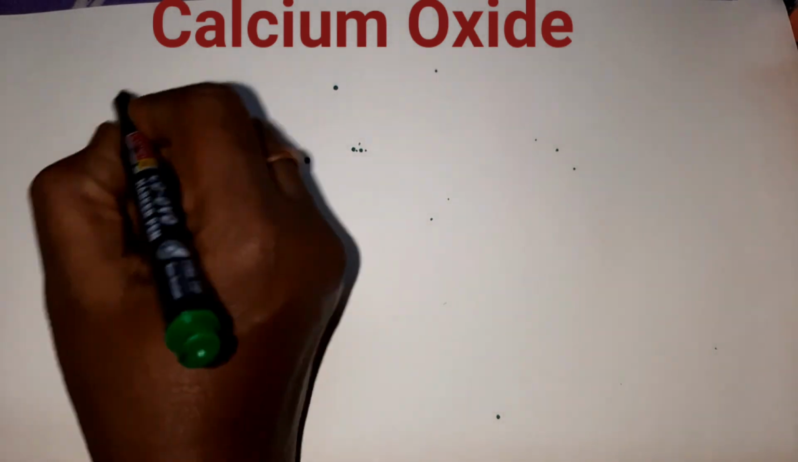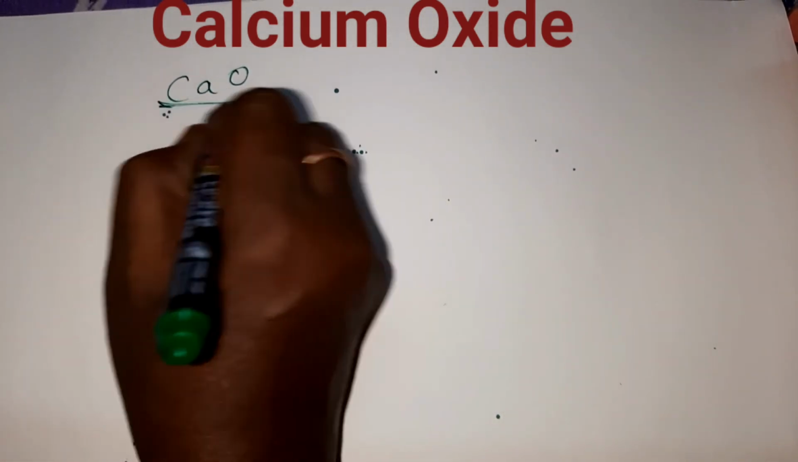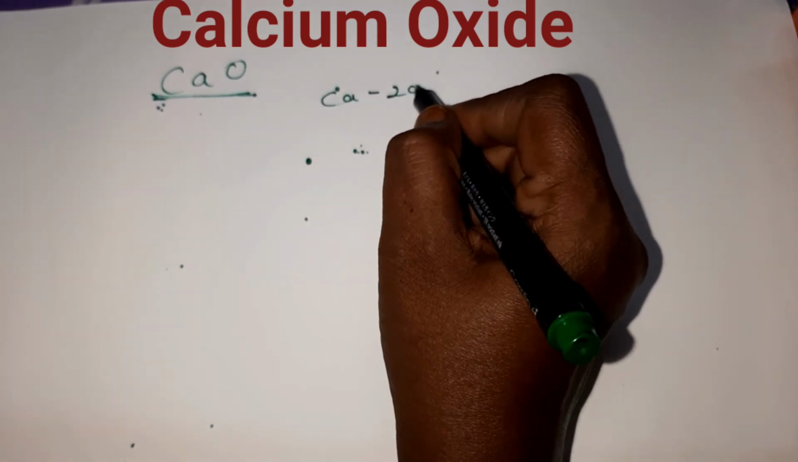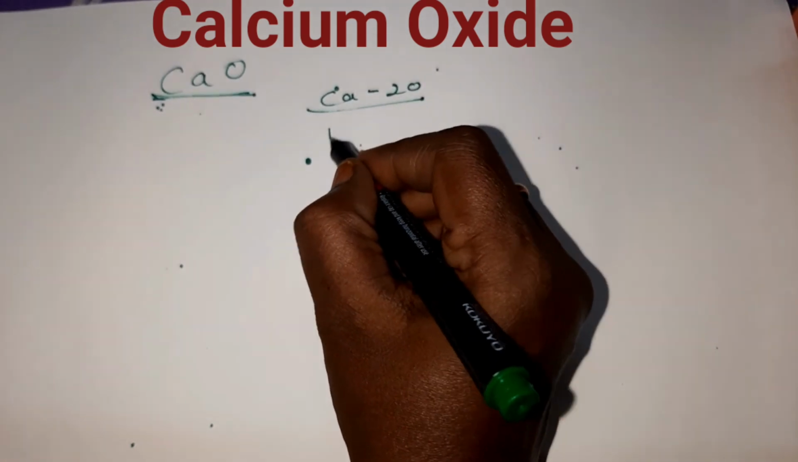Now we shall learn one more example children for the formation of ionic bond. You can take calcium oxide, CaO, calcium oxide. So what is the atomic number of calcium children? 20.